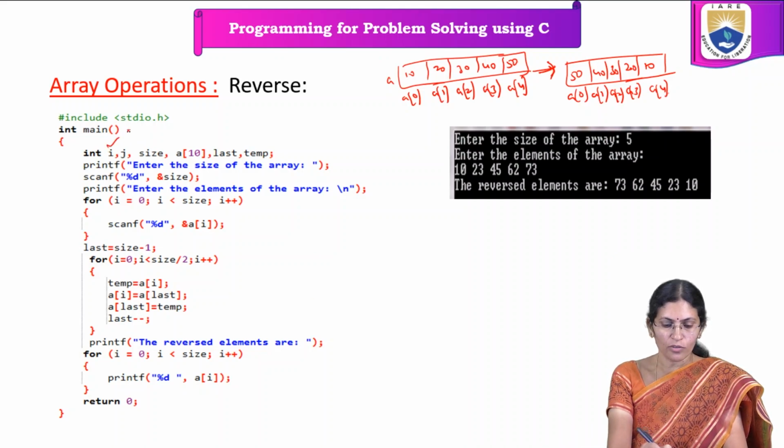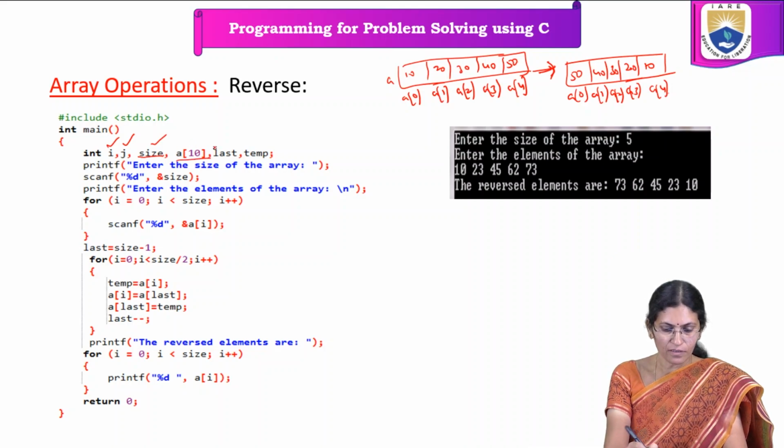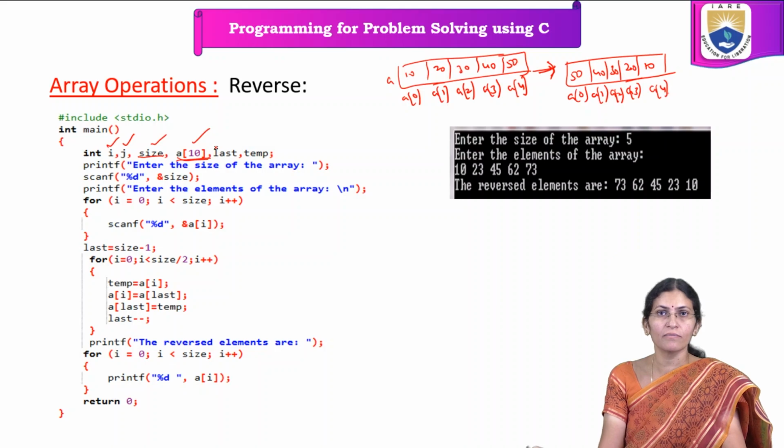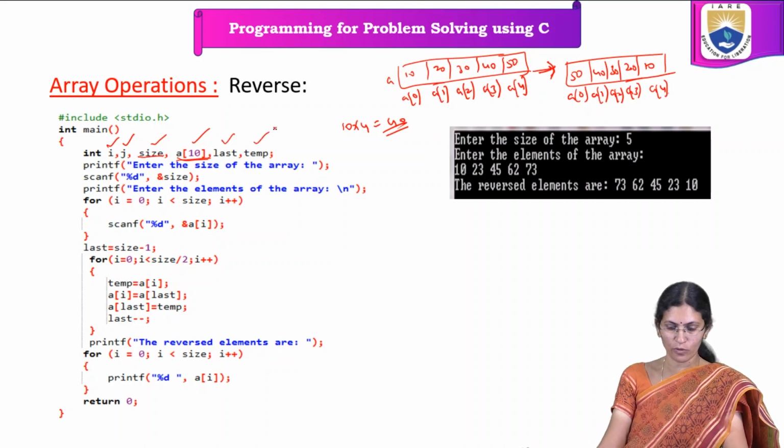Here also we have declared two looping variables i and j, and then size, which needs to be defined by the user. This size is the variable to store the array size at runtime. Next, this is the array which has been declared. It can store a maximum of 10 elements. With this declaration, the memory allocated for this array is 10 into 4, which is equal to 40. So 40 bytes will be allocated for this. And then we have used another two variables, last and temp also.